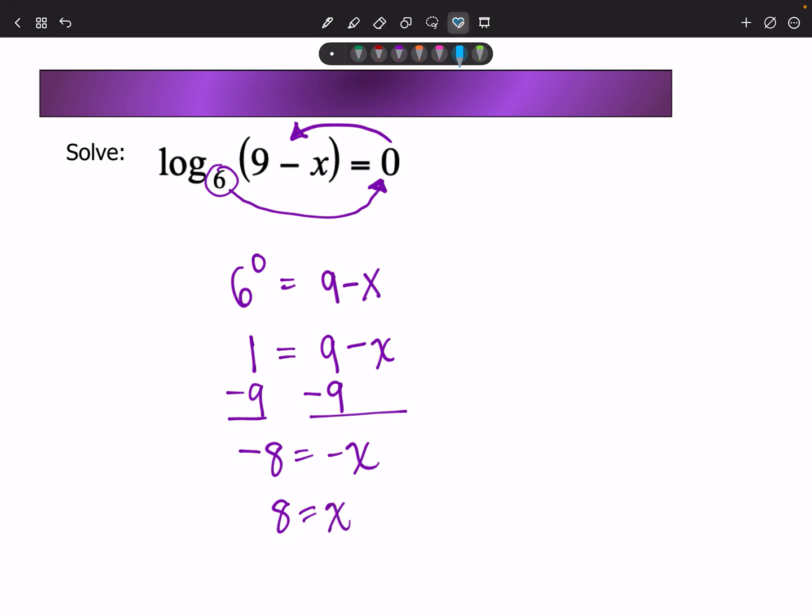When I take that 8 and I plug it back in, 9 minus 8 is positive. Therefore, our answer is x equals 8.